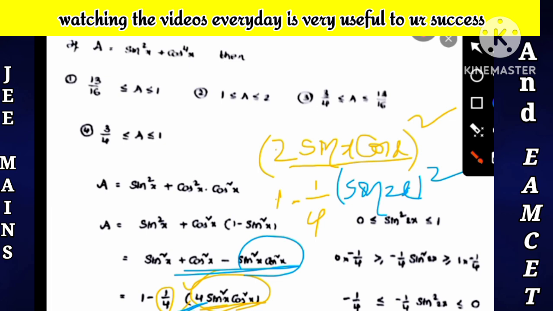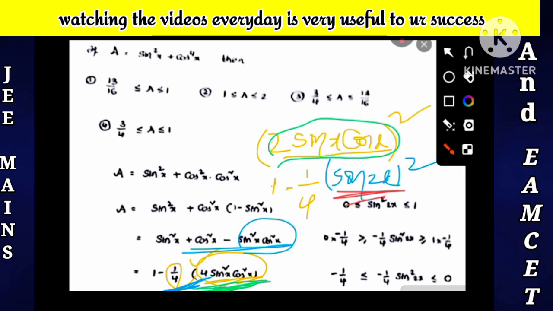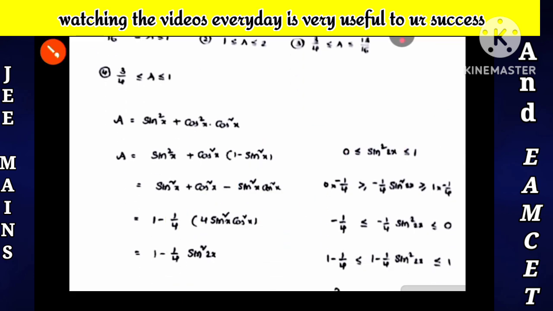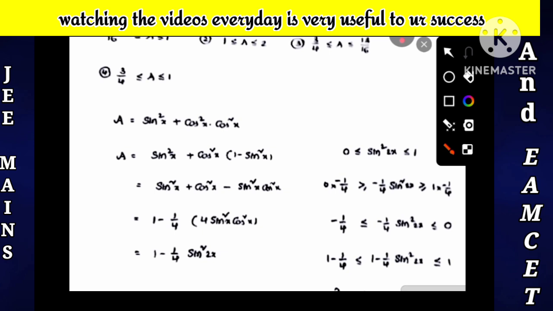Now the value of 4 sin square x cos square x is equal to 2 sin x cos x whole square, and the value of 2 sin x cos x is equal to sin 2x. So finally this total value becomes 1 minus 1 by 4 into sin 2x whole square. Okay, so this is the next value. This value becomes 1 minus 1 by 4 into sin square 2x. Now simply you have to find the range of this function.